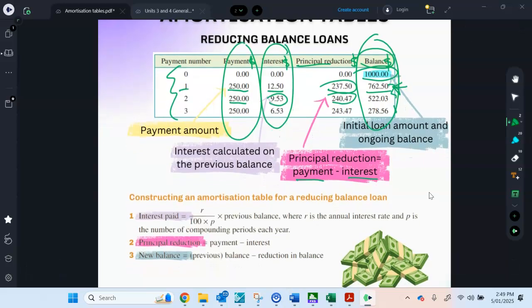All right, I tried to link everything here to the table. Your interest paid is just R over 100 times P times your previous balance, where R is your annual interest rate. Sometimes you'll be told what that annual interest rate is. Sometimes you need to work it out. If we know we're getting interest of $12.50 off $1,000, you can work out what the interest rate is. We'll probably get a question where it's going to ask that. The principal reduction is just your payment minus your interest, and the new balance is the balance minus your principal reduction.